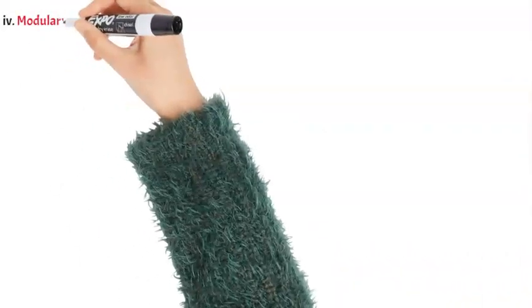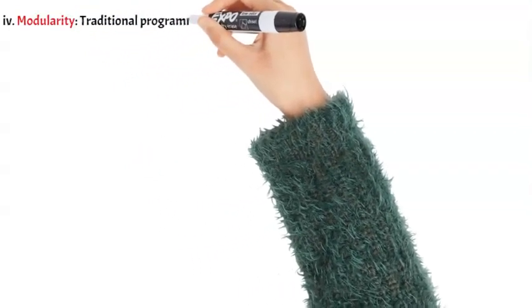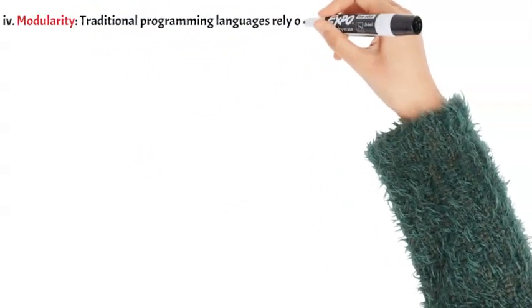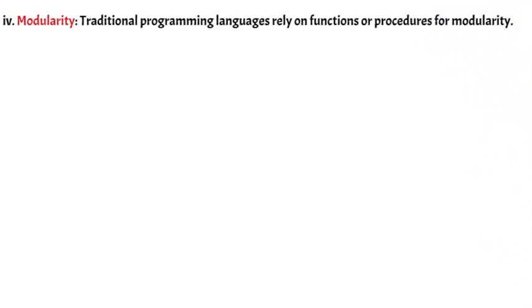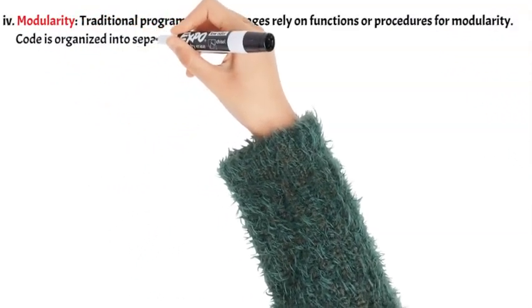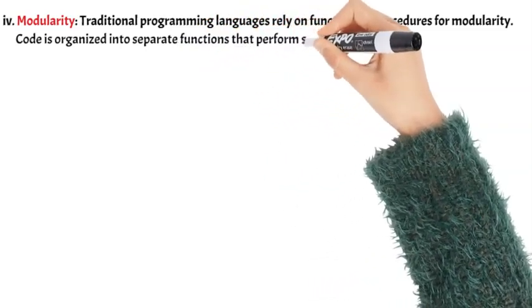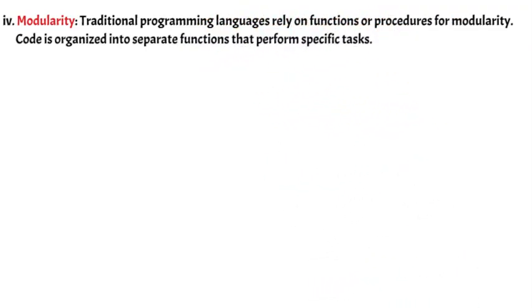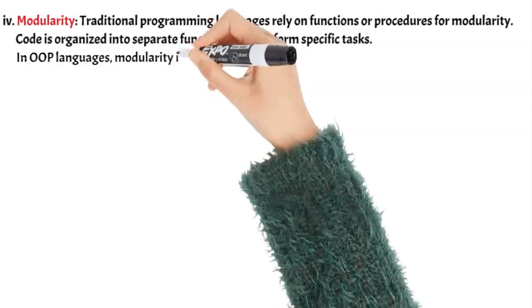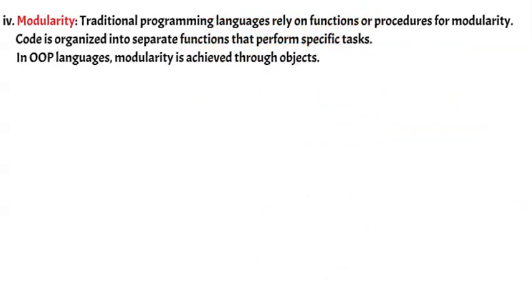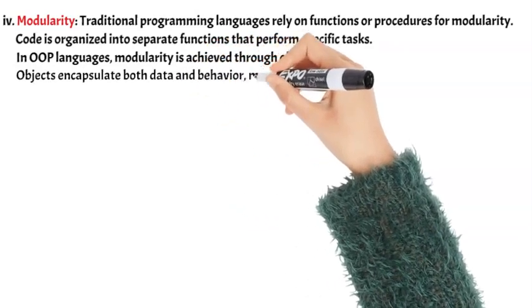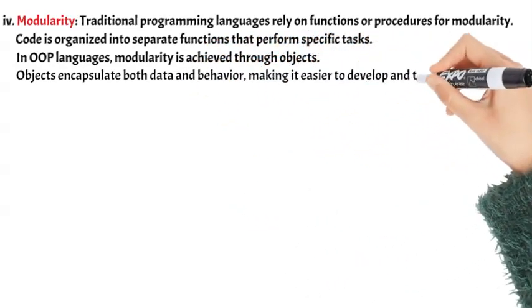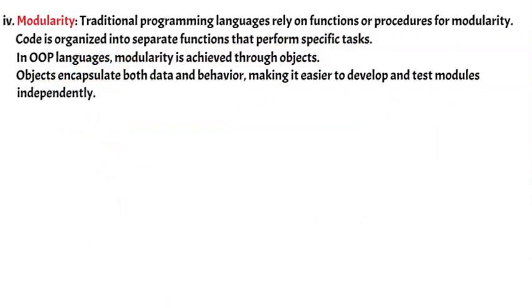4. Modularity. Traditional programming languages rely on functions or procedures for modularity. Code is organized into separate functions that perform specific tasks. In OOP languages, modularity is achieved through objects. Objects encapsulate both data and behavior, making it easier to develop and test modules independently.